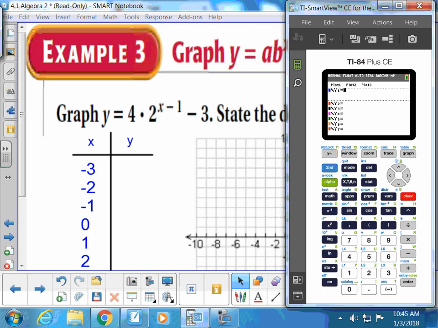So 4 is our starting amount, 2 is our growth factor. That's before any sliding has occurred. So the intercept will actually be at 4. I slid a little bit.